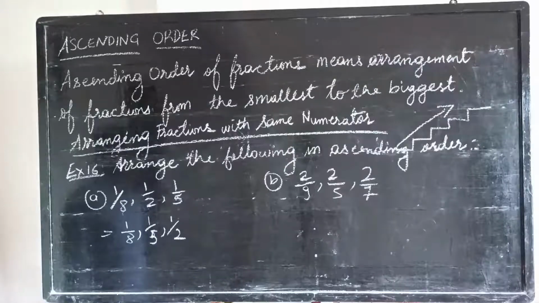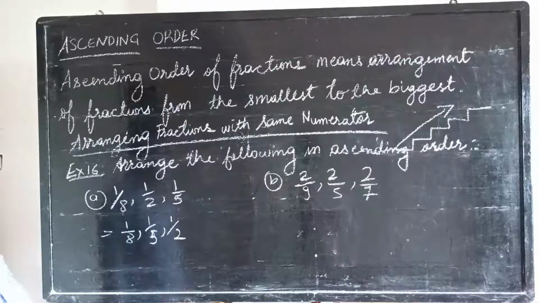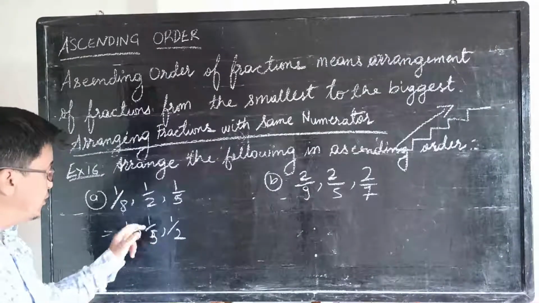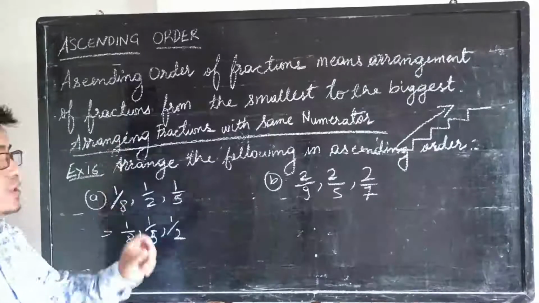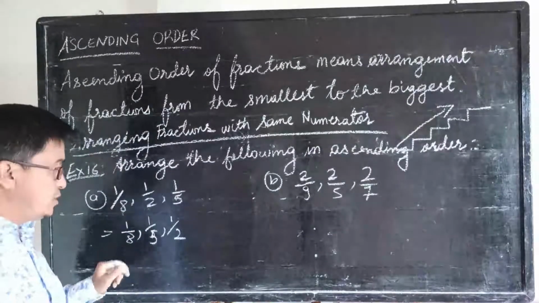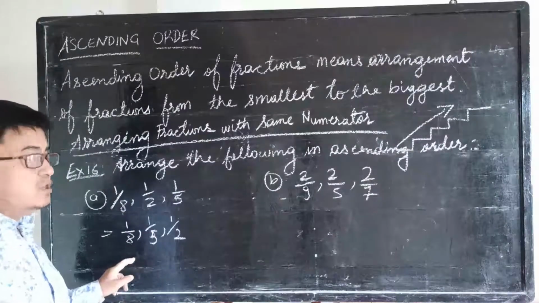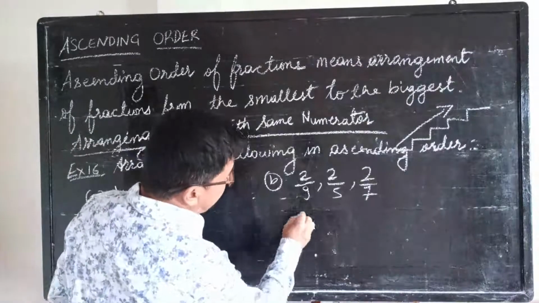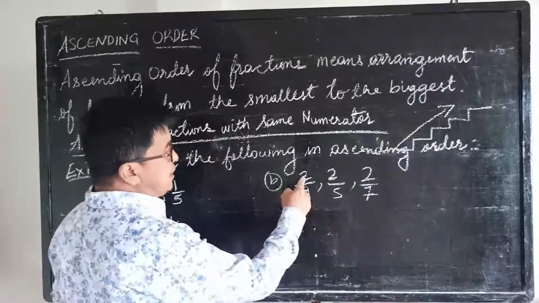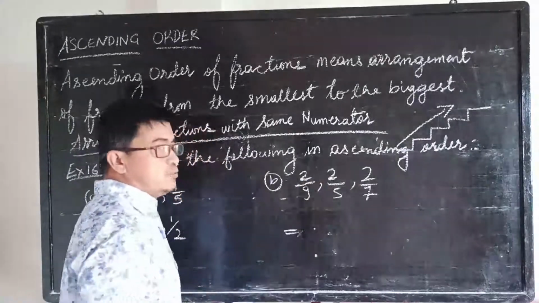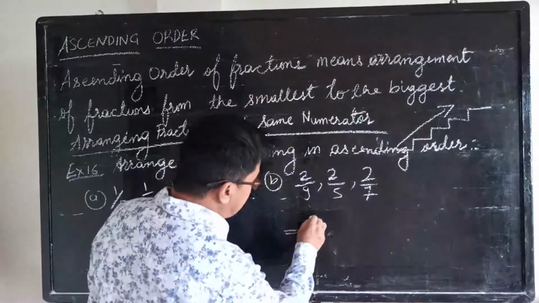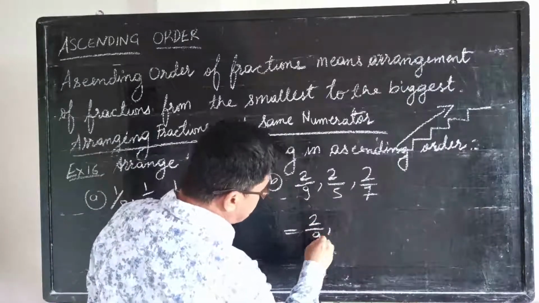When the numerators are same, the fraction with the biggest denominator is the smallest, and the fraction with the smallest denominator is the biggest. Here also, look, all the numerators are same, 2, 2, 2. Now the fraction with the biggest denominator is the smallest. The biggest denominator is 9. 2 upon 9 is smallest.